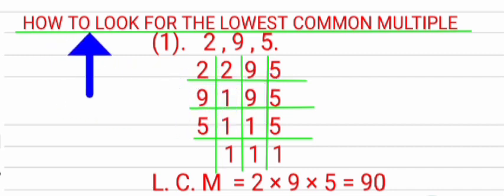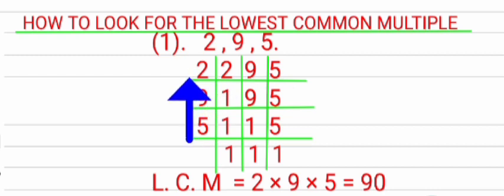So let's proceed. How do you look for the LCM of numbers? First thing you need to do is draw your table with 2, 9 and 5. You have to look for any number that can go either into one of these or more than one of these numbers. In this situation, you can see that there is no number that can go into 2 and 9, or 2 and 5, or 9 and 5.